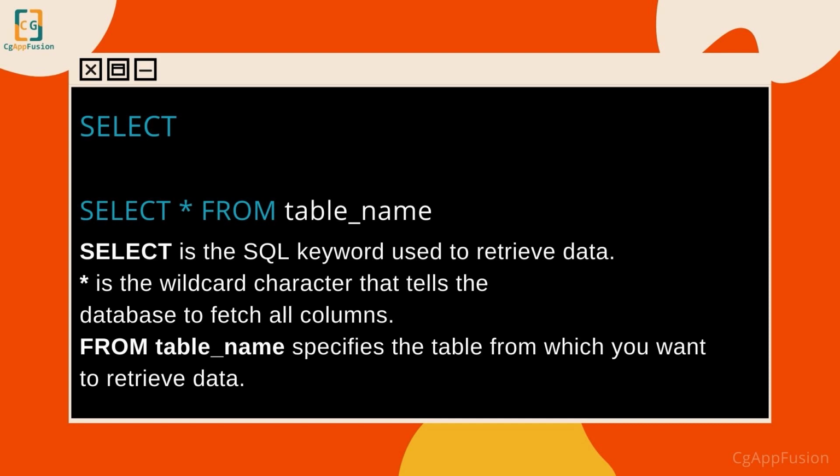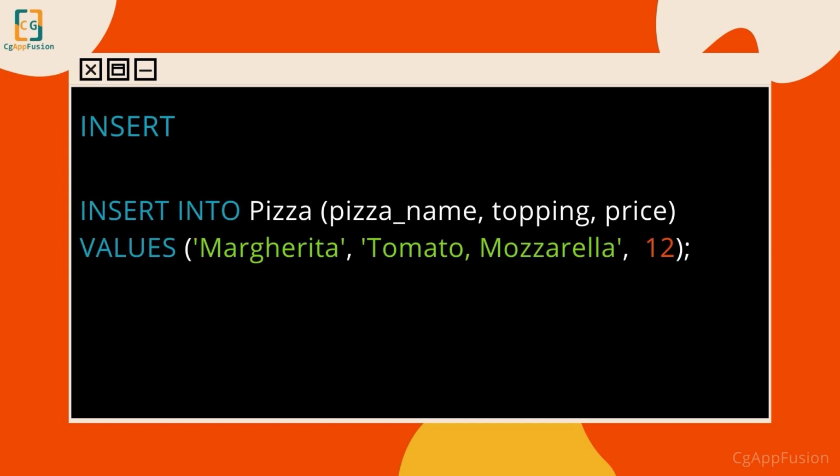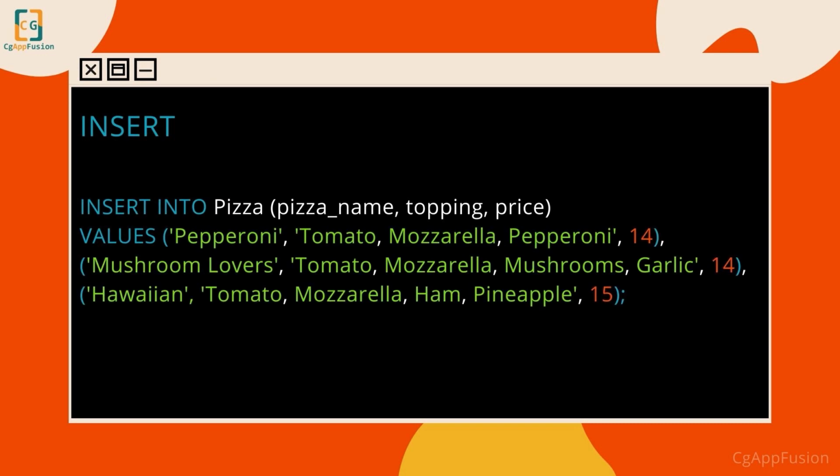Okay, now we know how to insert data and how to check our inserted data. Now let's learn how we can insert many pizzas at the same time. This is how we previously added 1 pizza to our pizza table, and this is how we are going to add many pizzas. This statement starts the same way. We have insert into pizza, pizza name, topping, price. Then we have values. We have pepperoni, tomato, mozzarella, pepperoni, 14. And at the end, when we close the parenthesis, we put a comma.